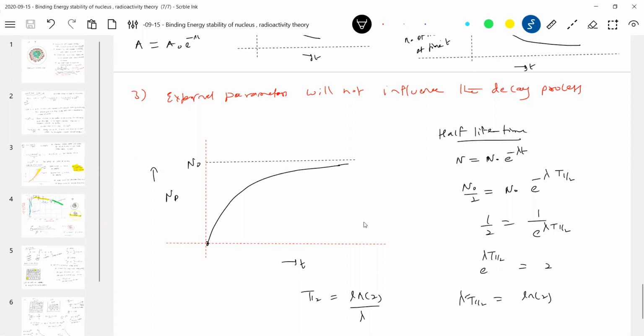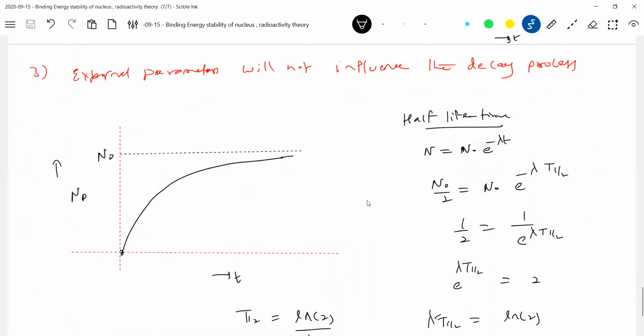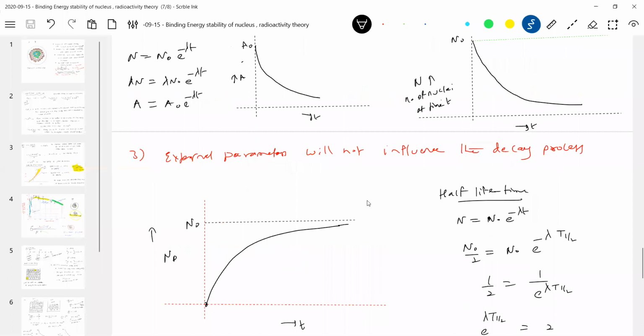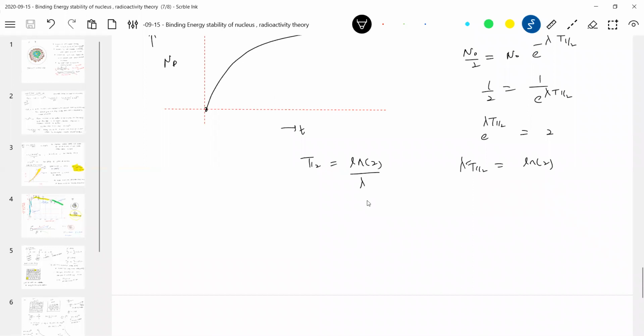So after getting this half-life, what happened to activity after half-life? A is equal to A naught e to the power of minus lambda t, I got it. So what is the activity after half-life? I think the same formula we can use. What is the activity after n half-lives? Similarly, we can calculate after what time the number will become half.